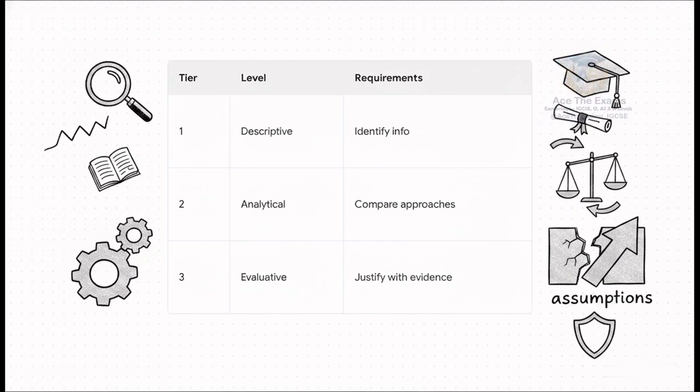Time for Challenge 3, speed writing. Imagine you have 30 seconds to write a perfect Tier 3 sentence. You have to question assumptions and justify your recommendations with hard evidence derived from the scenario. You're not just saying how it works, you're arguing why it's configured that way. This is what examiners are desperately hunting for.